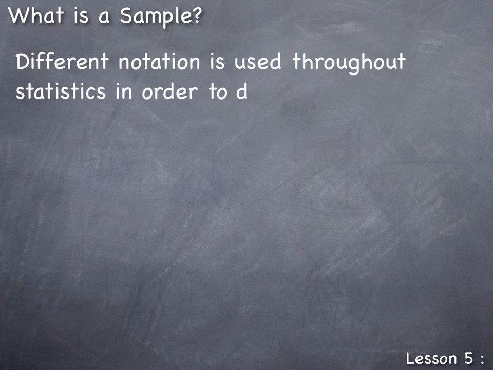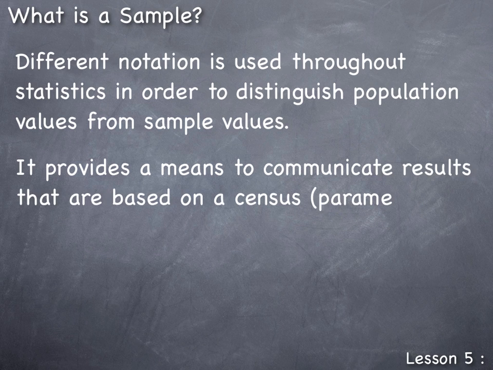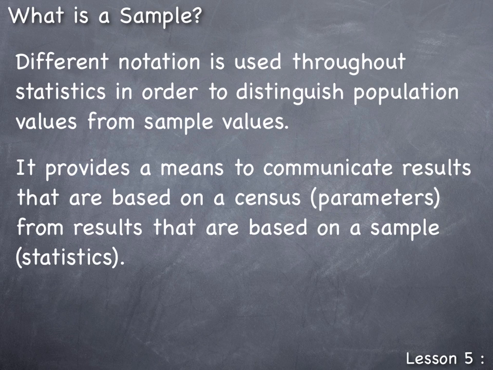Different notation is used throughout statistics in order to distinguish population values from sample values. It provides a means to distinguish results that are based on a census, which are parameters, from results that are based on a sample, that is, statistics.